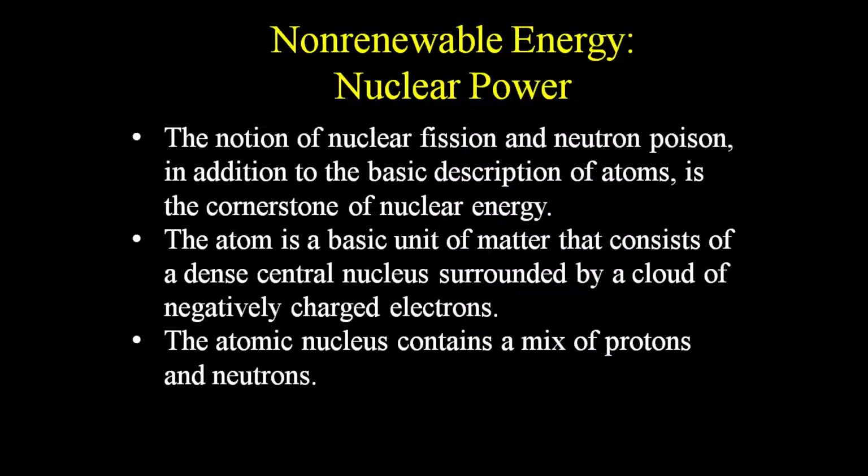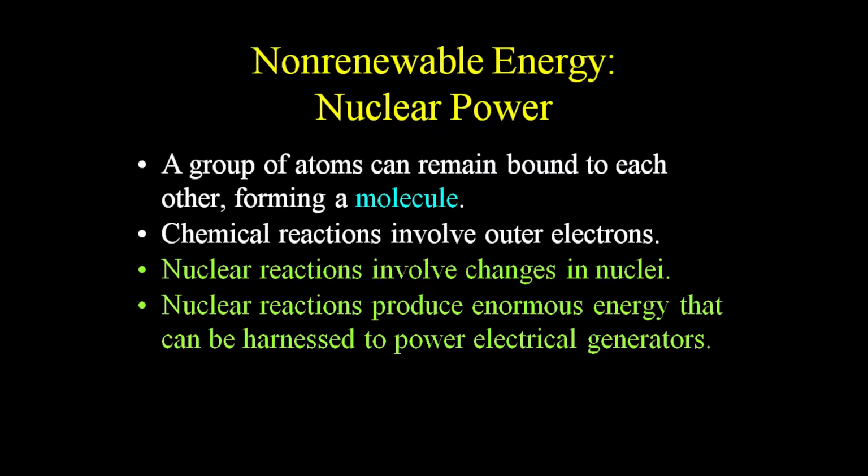The atomic nucleus contains a mix of protons and neutrons. A group of atoms can remain bound to each other, forming a molecule. Chemical reactions involve outer electrons. Nuclear reactions involve changes in nuclei. Nuclear reactions produce enormous energy that can be harnessed to power electrical generators.